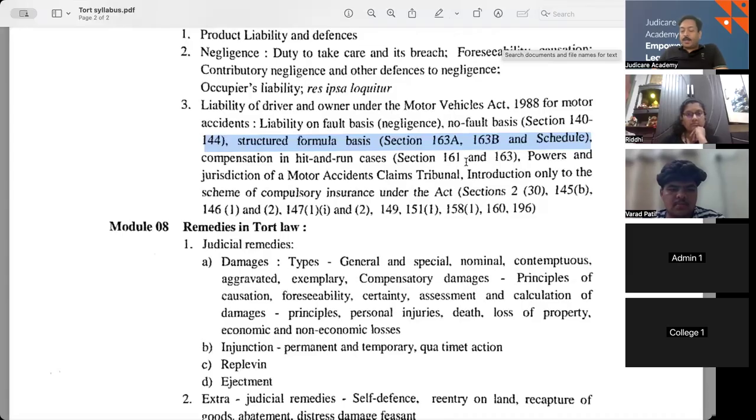Where a cover note issued by the insurer under the provisions of this chapter or the rules or regulations made thereunder is not followed by a policy of insurance within the specified time, the insurer shall, within 7 days of expiry of the period of the validity of the cover note, notify the fact to the registering authority or to such authority as the state government may prescribe. So if there is a cover note issued by the insurer under this chapter, or the rules or regulations made under it, and it is not followed by the policy of insurance within the specified time, then the insurer shall notify within 7 days of expiry.